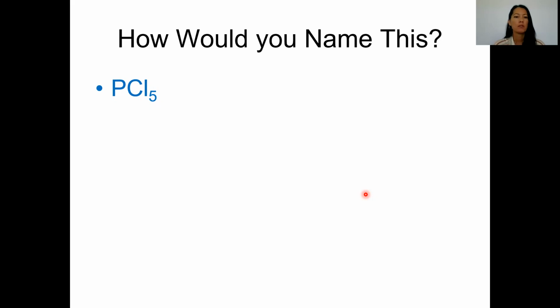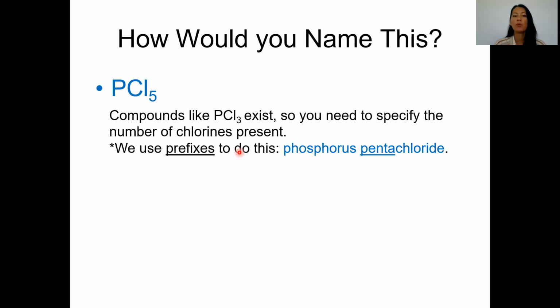Maybe phosphorus, 5 chlorines. You have to have some way to note that there's 5 in this case, right? What do we use? Prefixes. The reason is you have to know how many chlorines there are because other compounds like PCl3 exist. So you can't just say phosphorus chlorine or chloride. To specify, we use Greek prefixes like di, tri, tetra, penta. So this compound is phosphorus pentachloride. In covalent compounds, we need to use these prefixes to specify numbers.